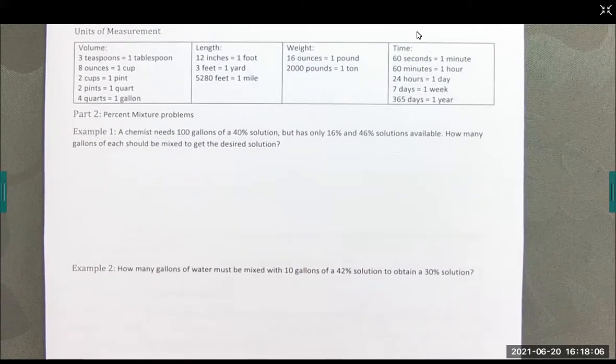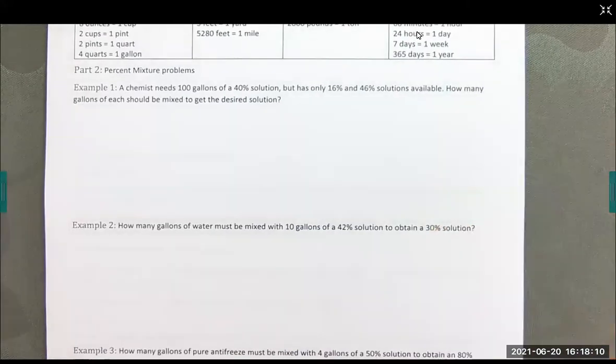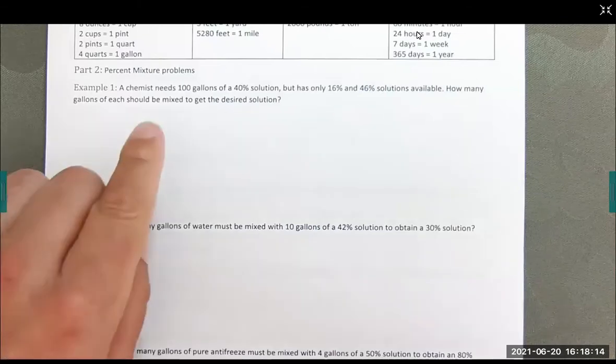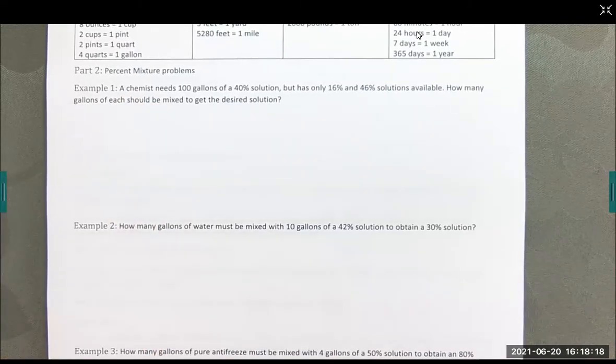And what we're going to do is we're going to mix some different types of chemicals together, and hopefully we'll get a balancing thing going on. A chemist needs 100 gallons of a 40% solution, but has only 16% and 46% solutions available. How many gallons of each should be mixed to get the desired solution?